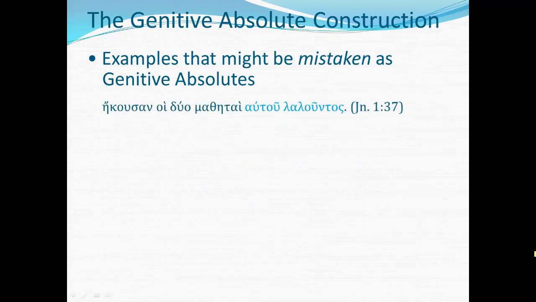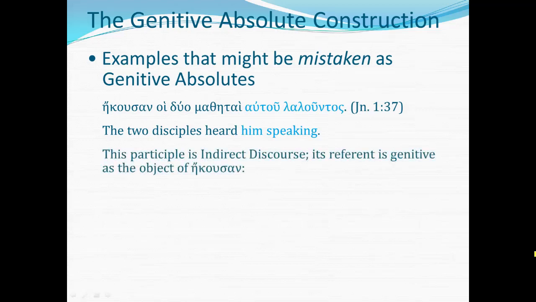Here's an example of a tricky construction that occurs quite often. The two disciples heard him speaking. Now, theoretically, this one could be a genitive absolute. The two disciples heard while he was speaking. But it's much better to understand this as an indirect discourse use of the participle. They heard him speaking. The speaking is part of what they heard.